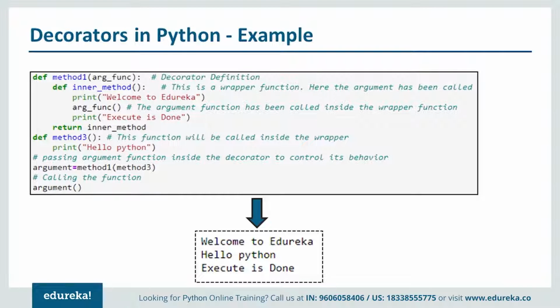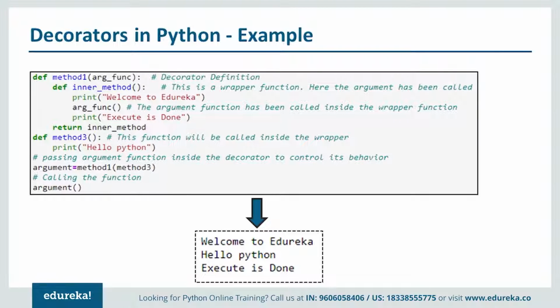Now the main part is the decorators here. Argument is equal to method 1 bracket method 3. This is where I'm making argument a function, in which I'm calling a function inside a function. So you cannot directly call a function with a function as an argument there. Instead, you have to create a decorator over here, and in this case we are using the argument as a decorator. I'm passing method 1 as a function to the argument here, but also I'm giving method 3 as an argument to method 1.